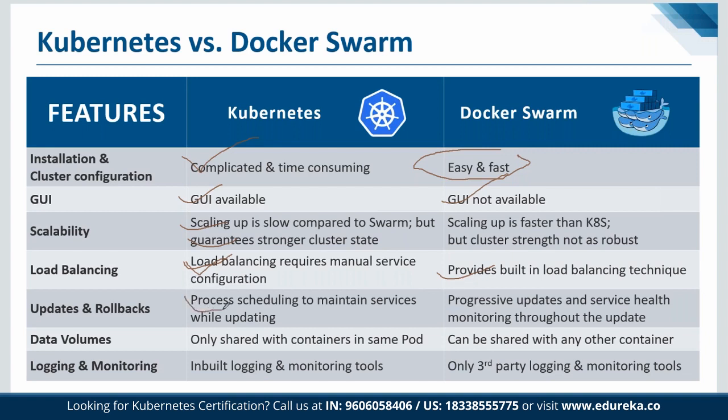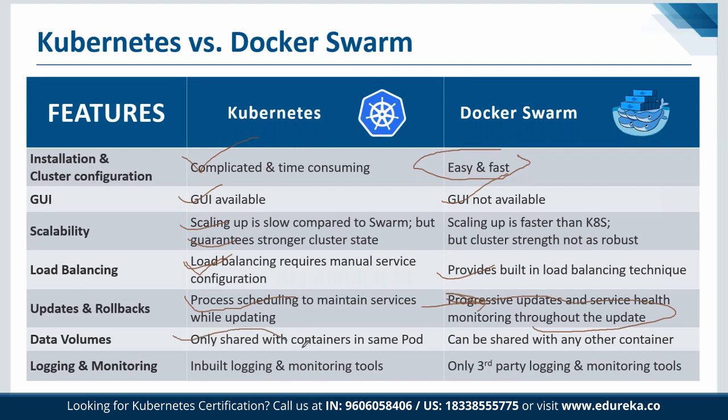Updates and rollbacks: rolling updates maintain services while updating, progressing updates with service health checks throughout the update. So I think here Docker Swarm is a little better, but for the long term and huge volume, updates and rollbacks can be easily managed in Kubernetes because Kubernetes supports A/B deployment, blue-green deployment, canary analysis, multiple things.